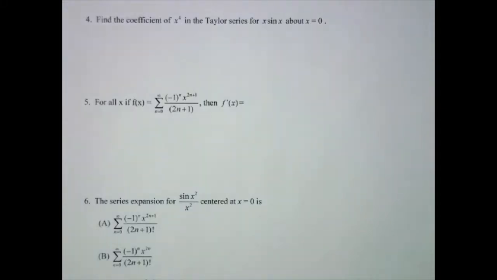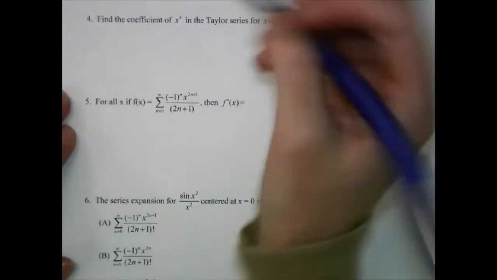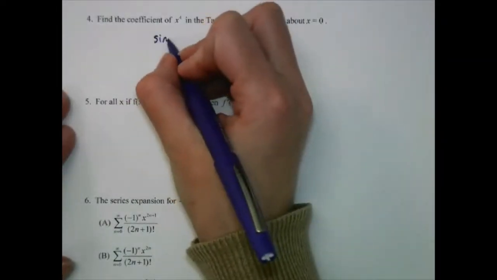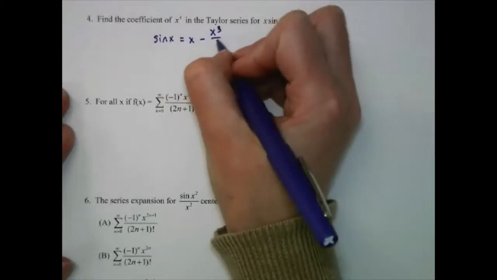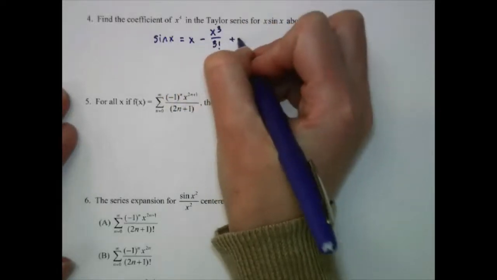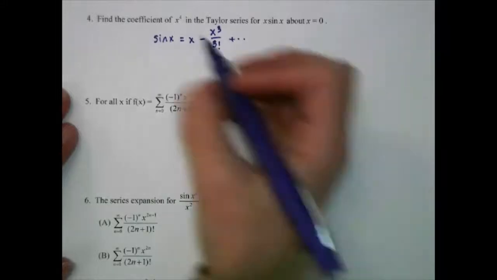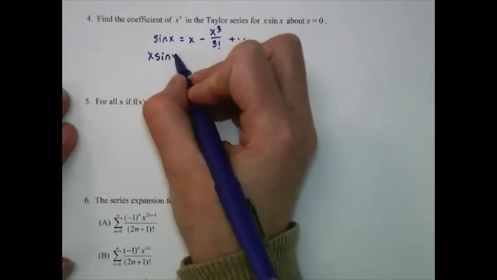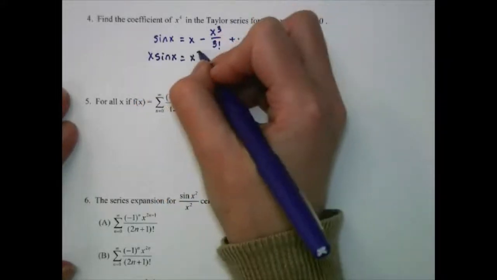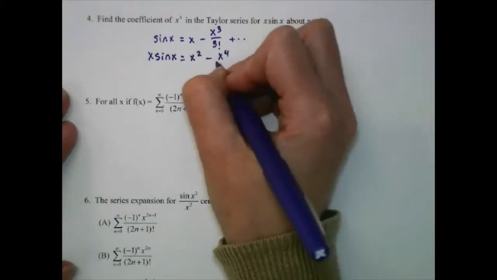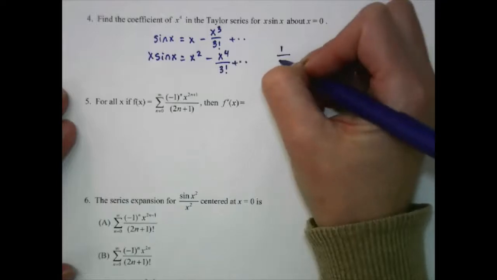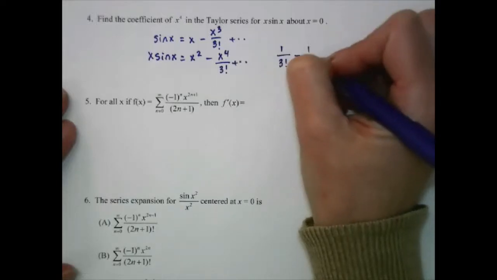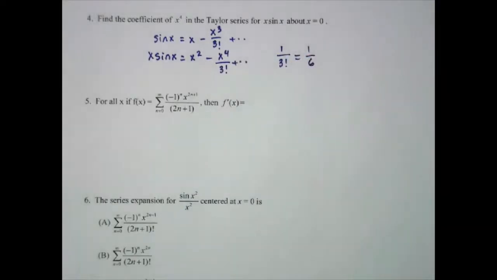So we're going to find the coefficient of x to the fourth in a Taylor series for x sine x around x equals 0. So sine of x is our odds. So x minus x cubed over 3 factorial and so on. I don't need any more because I'm looking for x sine x. So that'll be x squared minus x to the fourth over 3 factorial. So our coefficient is 1 over 3 factorial, which is going to be 1/6.